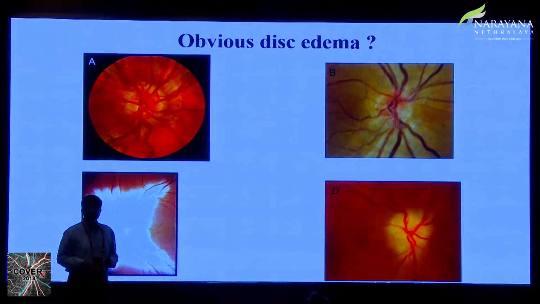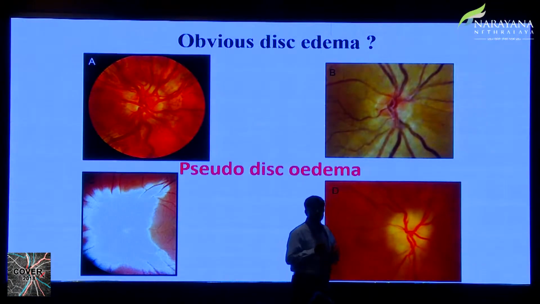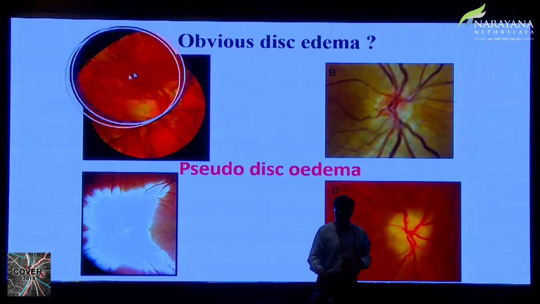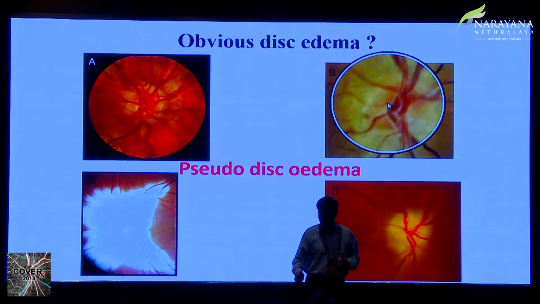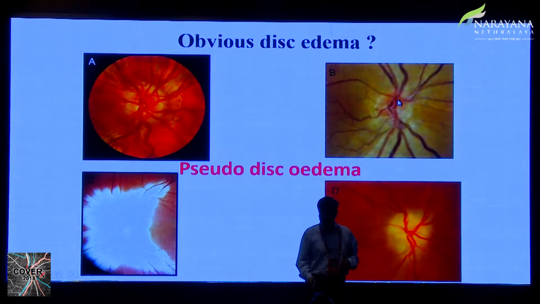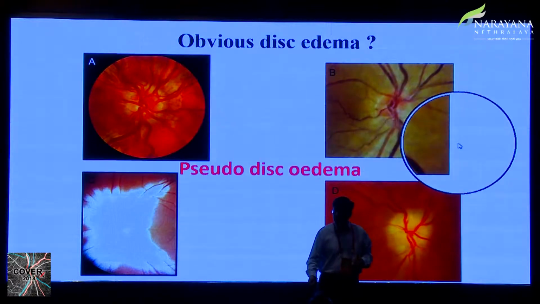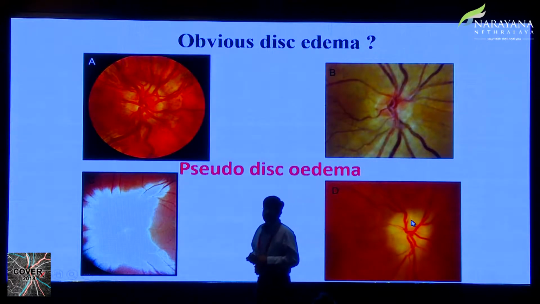So first you need to see whether any of these presentations is actually true edema. If you look at these, all of them give a suggestion of edema, but all of them are actually pseudo edema. This is a classical pseudo disc edema. This is a disc hypoplasia, and you can actually see the double ring sign coming up here. These are just myelinated nerve fibers here. And this is also a pseudo disc edema, a smallish disc where the nerves are just piling over it, and that's why it appears so.